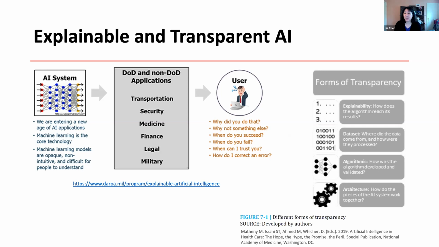And so again, going back to this National Academy of Medicine report, they had this nice figure that I think summarized it well: what are the different forms of transparency? Transparency can mean a lot of different things. In here it says explainability. So how does the algorithm reach its results? That gets back to our machine learning models and algorithms: how is it working? How did it get from input to output?